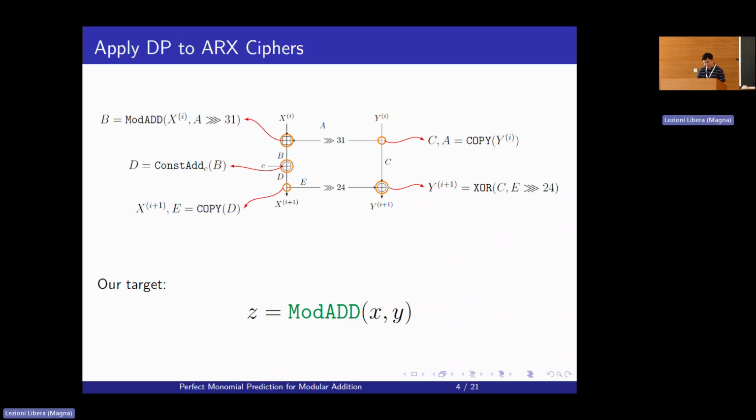So when applying division property to ARX ciphers, firstly, we need to see what kind of components are inside the cipher. For example, this is one round of RC5. So there is a modular addition here. Then we need to give the input variables and output variables some constraints to force them to follow the propagation rules. And in this paper, our target is to develop perfect propagation rules for division property for the modular addition.